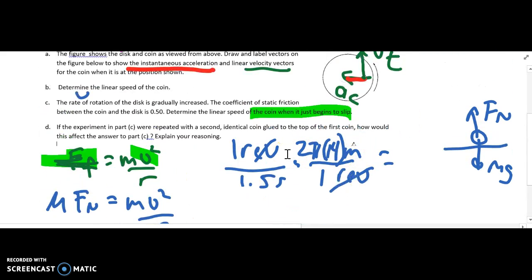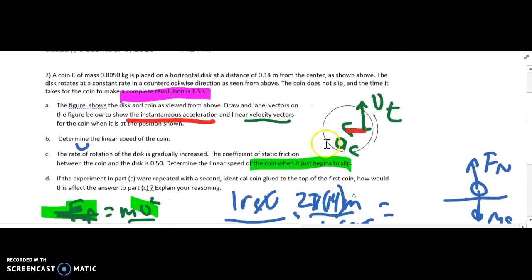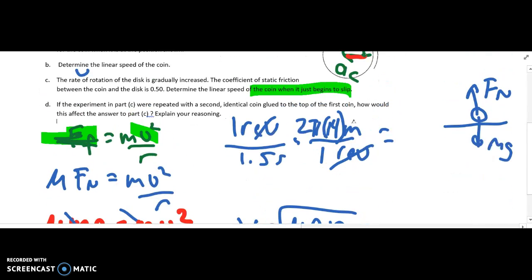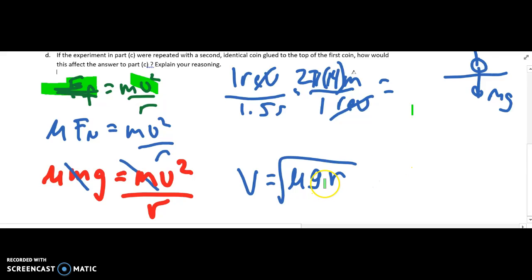The last part, D, says if the experiment were repeated with a second coin on top of the other one, how would this affect your answer? Well, the only thing you do when you put another coin on is increase the mass. So I get more mass. Right? Let's see if mass affects that. If I look down here in this equation, is mass there? It's not there. So if mass isn't there, it cancels out for the velocity, then it doesn't affect it. So everything would be the exact same.